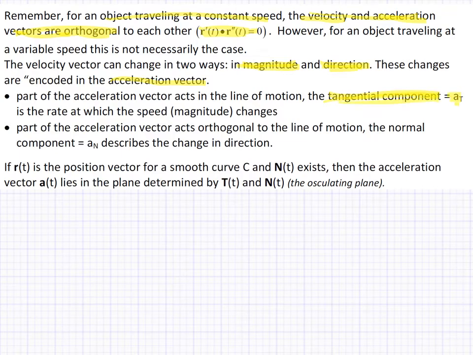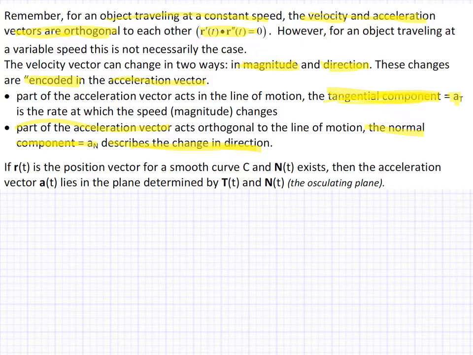And then we can also figure out how the direction of the velocity vector is changing. So if we want to look at how the direction of the velocity vector is changing, we can look at another part of the acceleration vector, which we're going to call the normal component, and that's going to describe the change in the direction. But what we have to do is pull the acceleration vector apart to find this tangential component and this normal component. And these are basically encoded inside the acceleration vector.